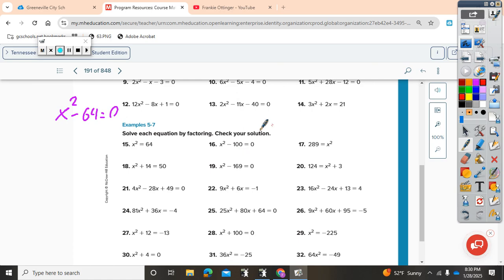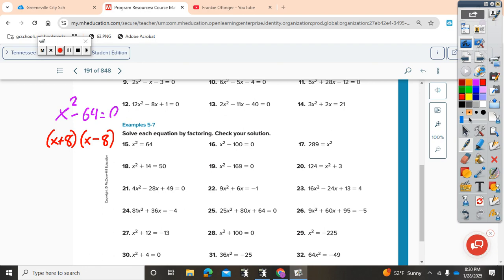Again, should have seen it in Algebra 1. You kind of factor them by memory. Like, what is the square root of x squared? It's x. What is the square root of 64? You can put that in your calculator. It's 8. So the factors are x plus 8 and x minus 8.